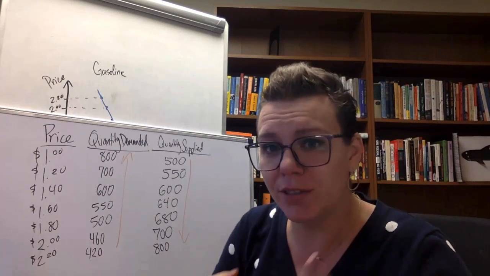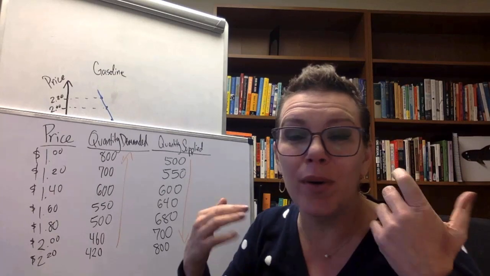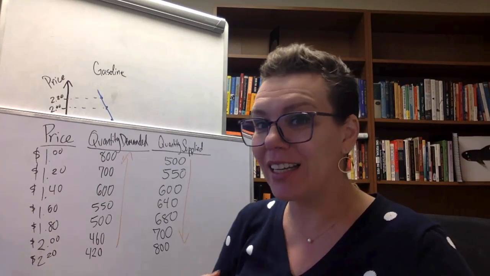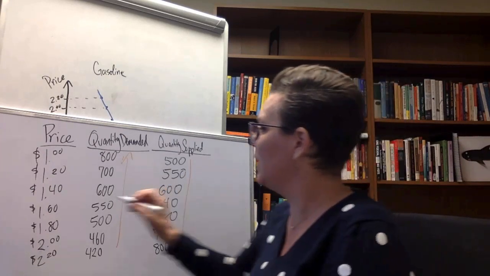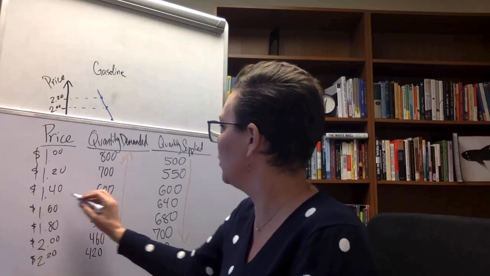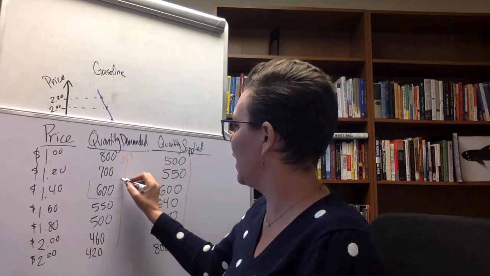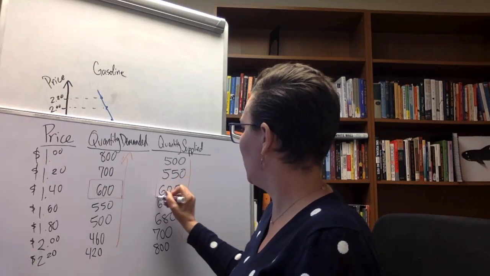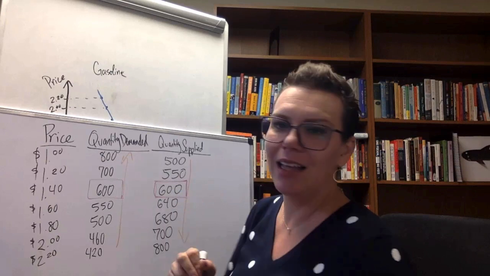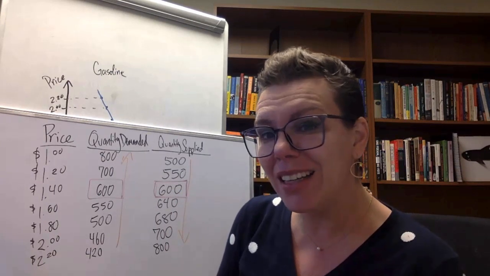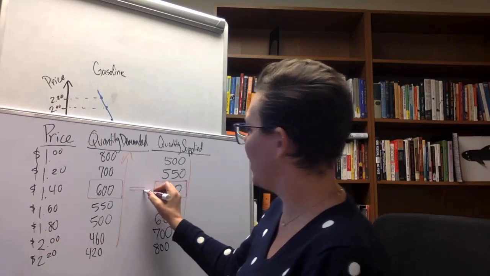That's those two different relationships. What is interesting, and what we need when we look for that equilibrium, is that they're going to meet in the middle. So you might have noticed that at a price of $1.40, quantity demanded is 600 million gallons of gas, and quantity supplied is 600 million gallons of gas. That is mathematically the point where quantity demanded is equal to quantity supplied.